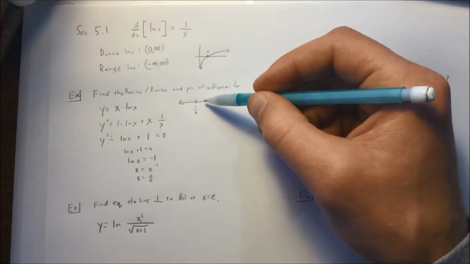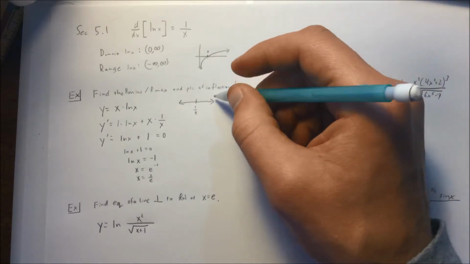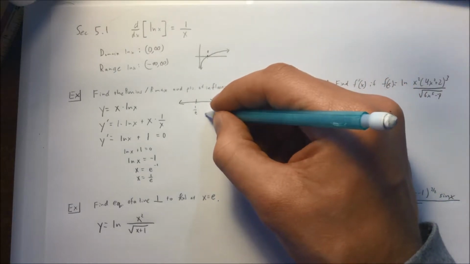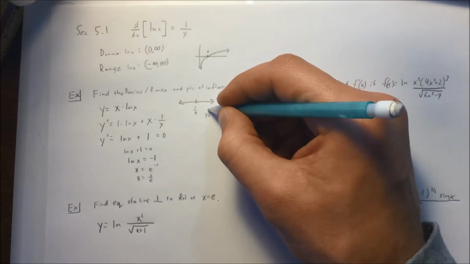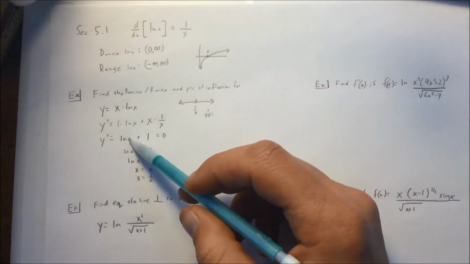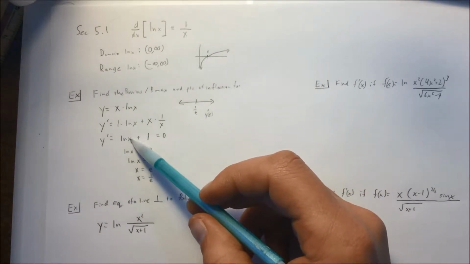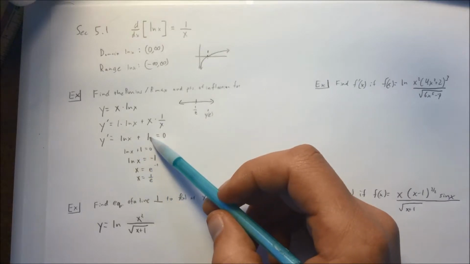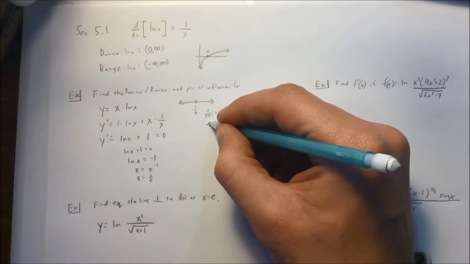Now, the easiest number to pick that's bigger than 1 over e, how about we just go with e? y prime of e, if I plug that in over here, natural log of e would be 1, plus 1, which would be 2, which would be greater than 0. So the function would be increasing.